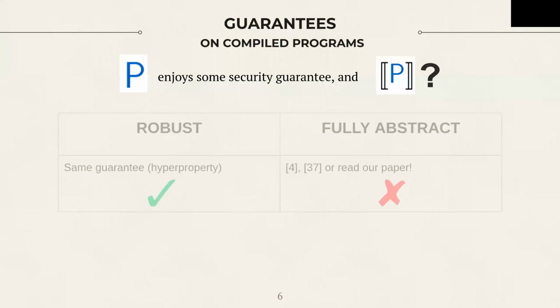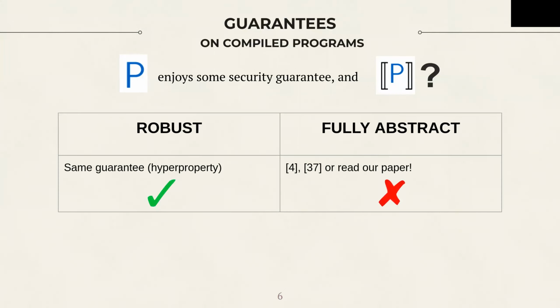Well, if your compiler is robust, then P compiled enjoys the very same guarantee, because it will robustly satisfy the same hyperproperty expressed in the target. While the literature, and also us, gave examples of fully abstract compilers that don't preserve some security guarantee. For example, we focused on non-interference and defined a fully abstract compiler that does not preserve non-interference.